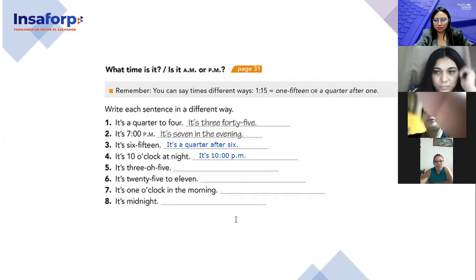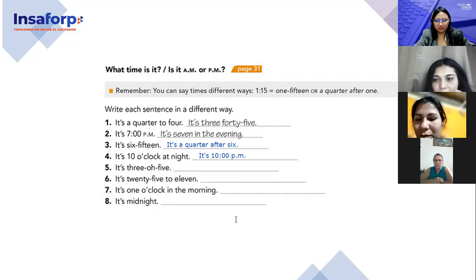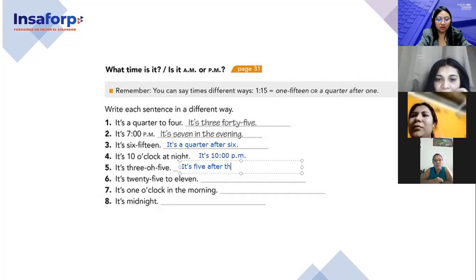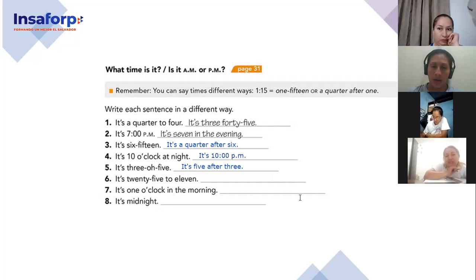How about Glenda Flor? Look at number 5 and tell me. What is a different way to say it's 3:05? It's 5 after 3. Muy bien, it's 5 after. After three, not after 2. That's all right. It's 5 after 3. Great job, amazing. Let me see, Sally. Number 6 is for you, and number 7 is for Elizabeth, and number 8 for Glenda Lisette.